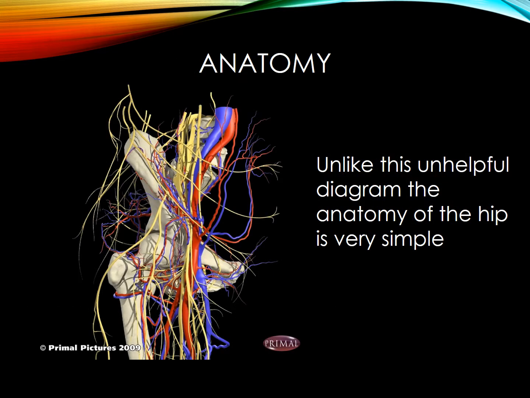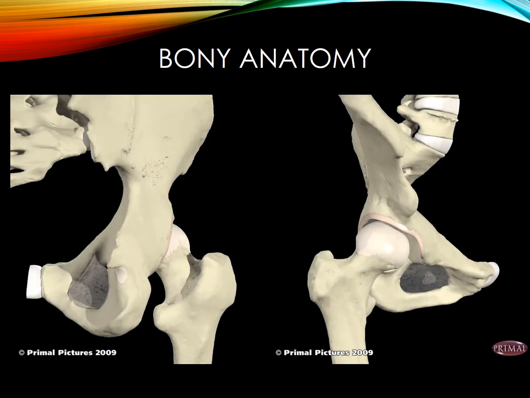We'll go on to the slide which is entitled Anatomy, and this is an unbelievably unhelpful diagram of the anatomy of the hip. The reason for showing it is that it cost me about £150 about 10 years ago, along with a few other slides, so I thought I'd better use it. It's quite pretty in its way, but far too complicated. The next slide shows the bony anatomy, and really the anatomy of the hip is very, very simple.